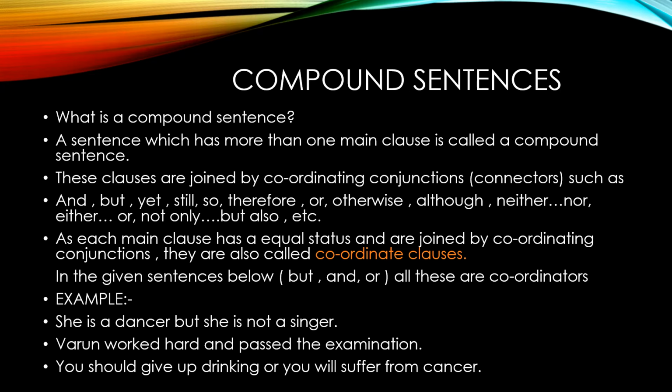Let's look into the example. She is a dancer, but she is not a singer. She is a dancer, principal clause. She is not a singer, principal clause. So two independent clauses are joined by the coordinating word, that is the connector, but. So it can also be called coordinate clauses. Varun worked hard and passed the examination. Varun worked hard; Varun passed the examination. Both are independent clauses, but joined by a coordinating conjunction, that is, and.